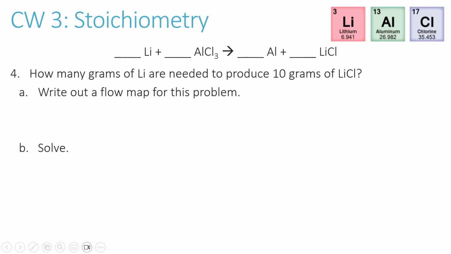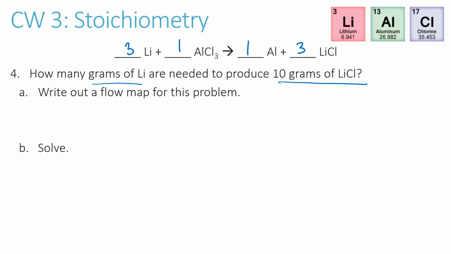So here we have a reaction, and it says how many grams of lithium are needed to produce 10 grams of lithium chloride. So right at the top, we have our equation. We're going to go ahead and need to balance that in order to get our mole ratios. So I'm going to put a 3 here to balance out the chloride, which means I need a 3 here to balance out the lithium, and I have a 1 and a 1.